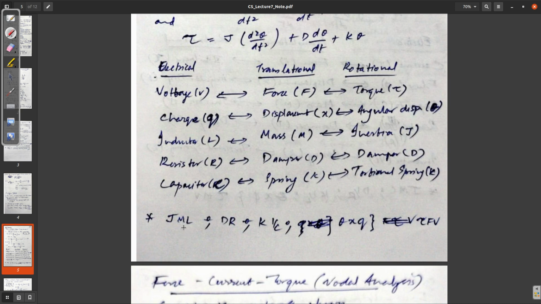That is, if you are having a force-voltage analogy, J, M and L are the things that you have to interchange. That is, in the mechanical equation, if you have M, instead of that you substitute L for the electrical system. If you have D in the mechanical equation, you substitute R. If you have K in the mechanical system, you substitute 1 by C. If you have theta or x in the mechanical system, you substitute q. Okay, this is our force, torque, voltage equivalent.